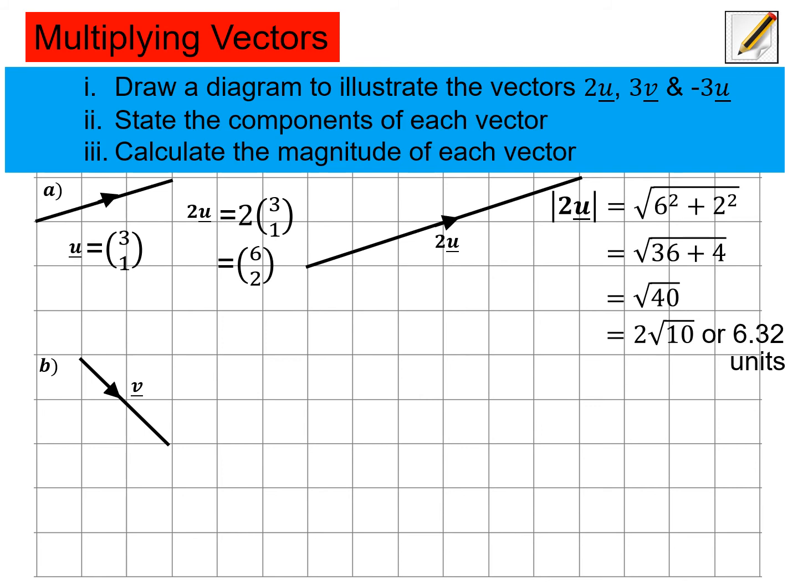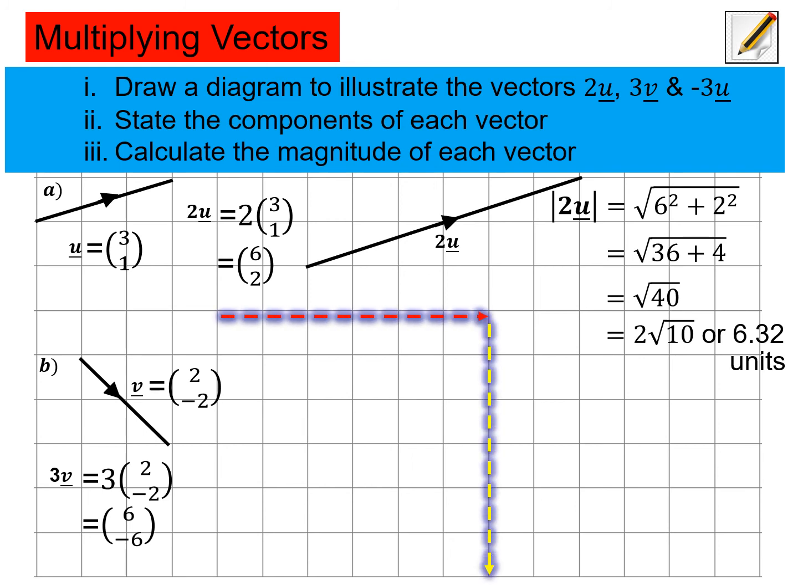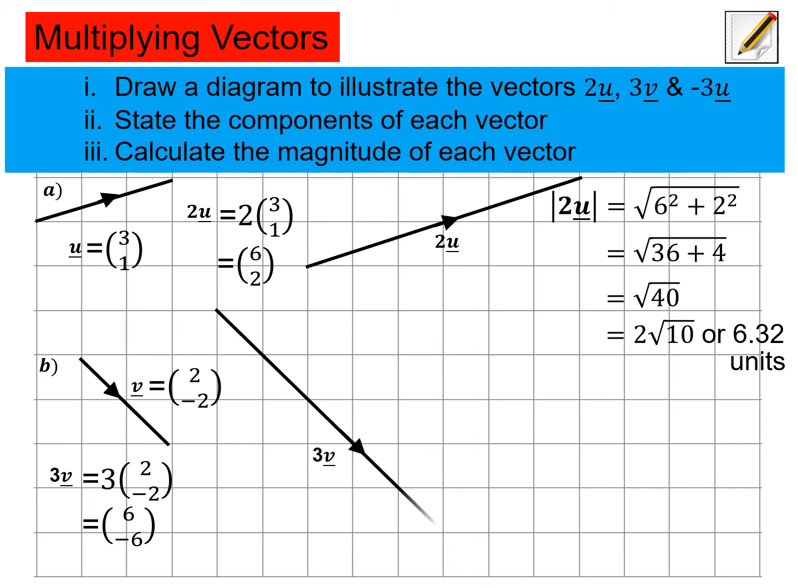Here we have the vector v. From start to finish we need to go 2 to the right and 2 down, so it has a column vector of (2, -2). But we've been asked to draw vector 3v, so we need to multiply these components by 3. So 3v is 3 times (2, -2), which is (6, -6). So from our starting point we need to go 6 to the right and 6 down, and we draw our vector in and label it with the arrow in the correct direction.